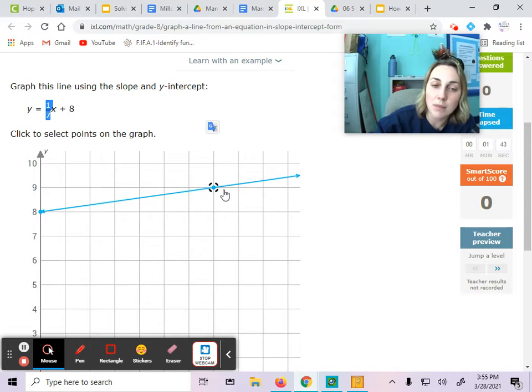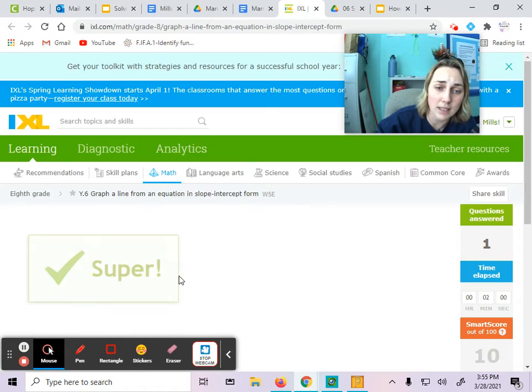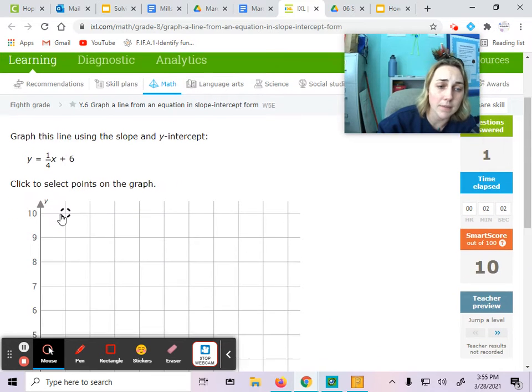And as you can see, as soon as I plot that second point, this IXL makes the line for me, so I only have to do 2 points for this. So I picked my y-intercept first, which was 8, and then I rose 1 time, and I ran 7 times because that's what the slope told me to do. So guys, that's it. That's my line. So I can go ahead and submit this. Okay. All right, same thing.